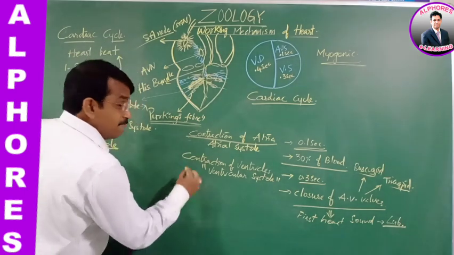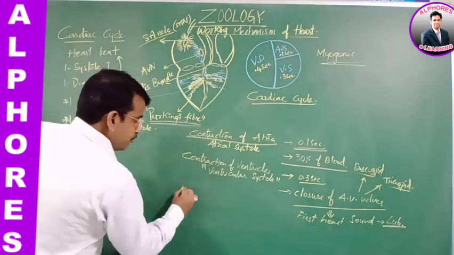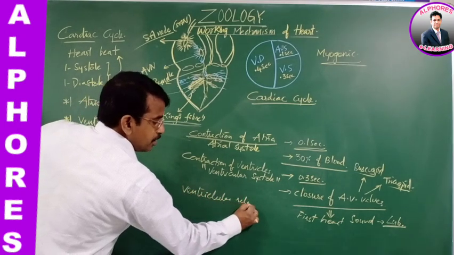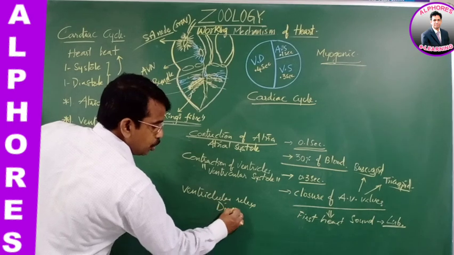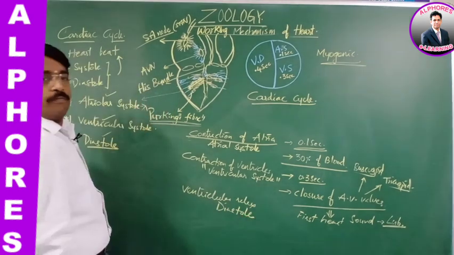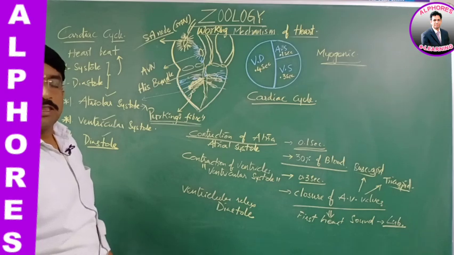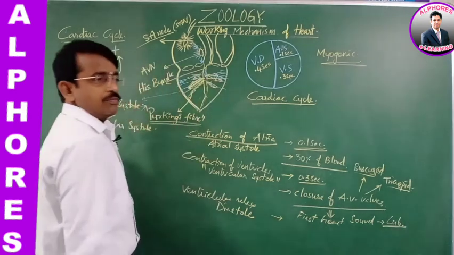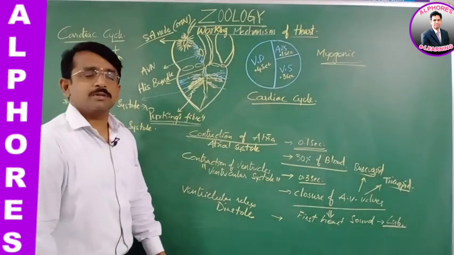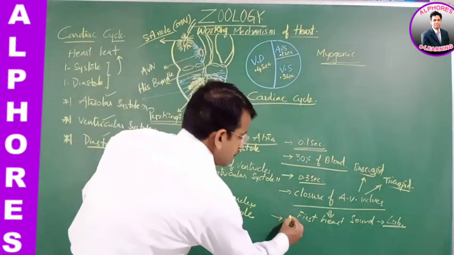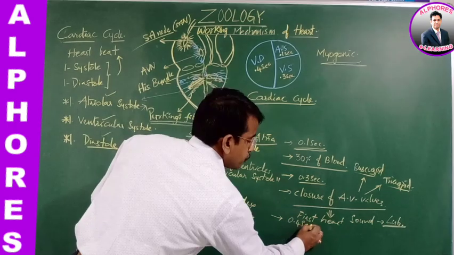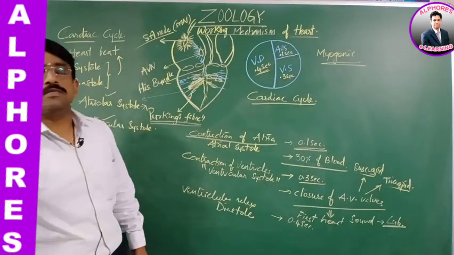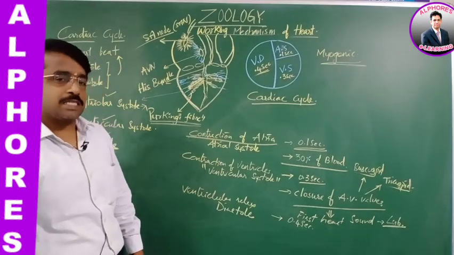Now the ventricles relax. Ventricular relaxation is named the diastole. The ventricles relaxing is named the ventricular diastole. It is a cardiac diastole, and it lasts for 0.4 seconds. You can see here ventricular diastole lasts for 0.4 seconds.